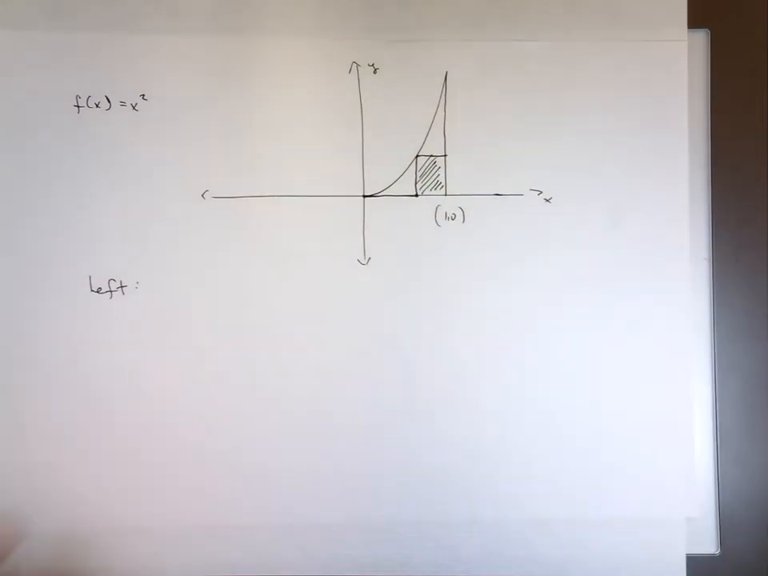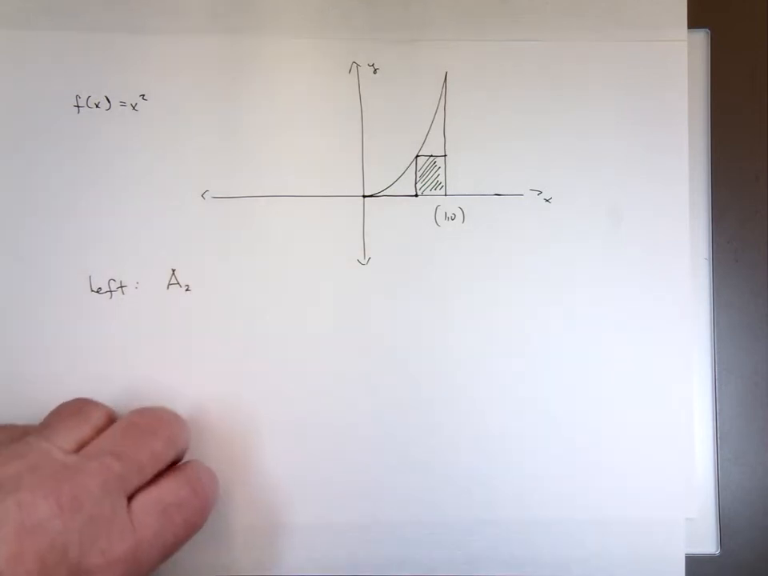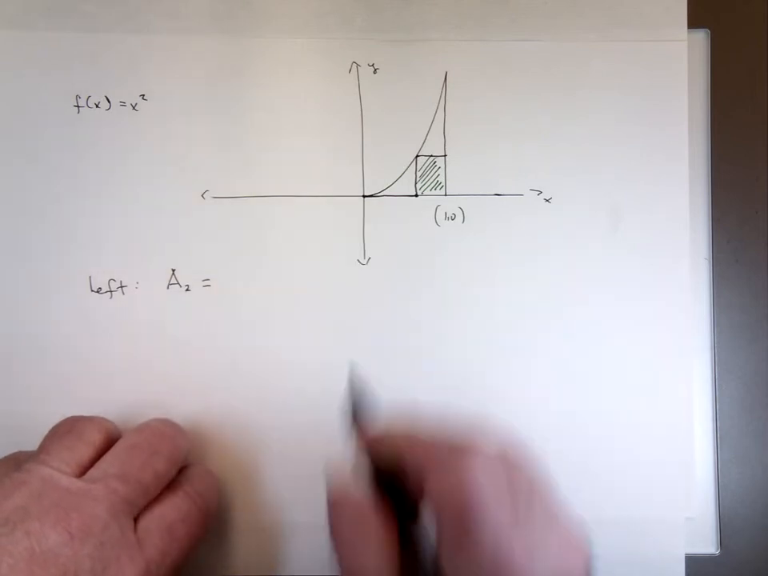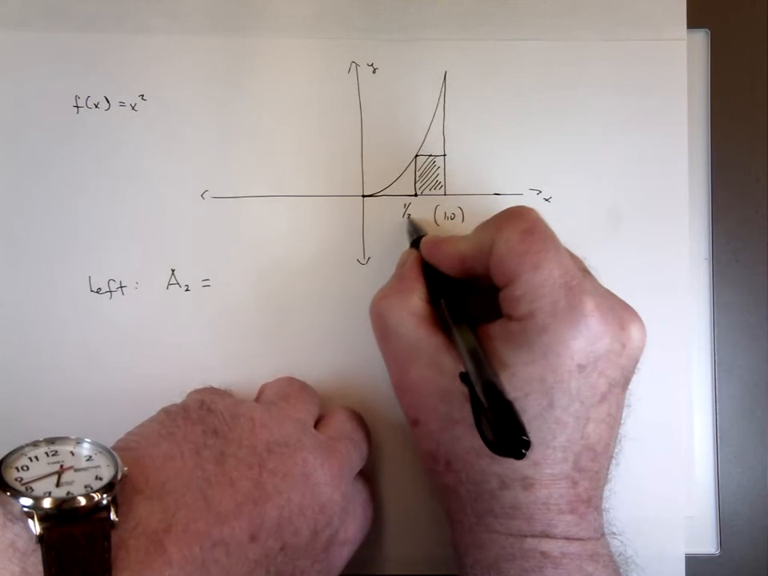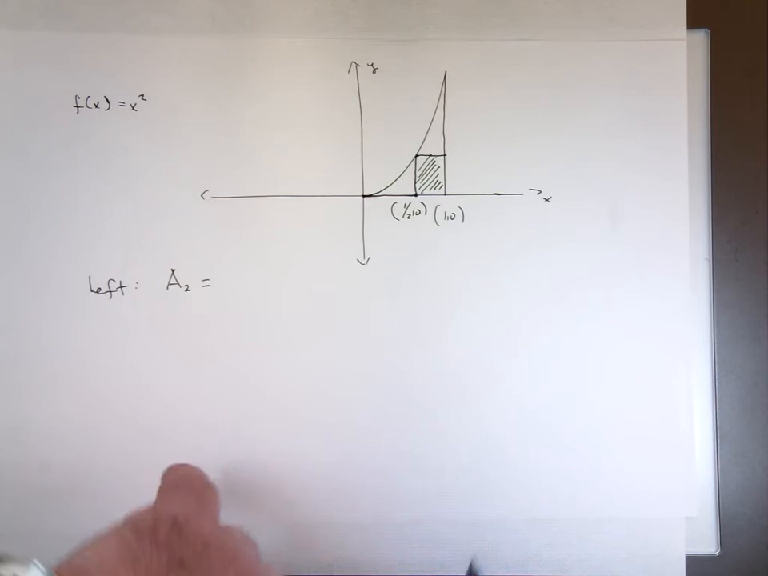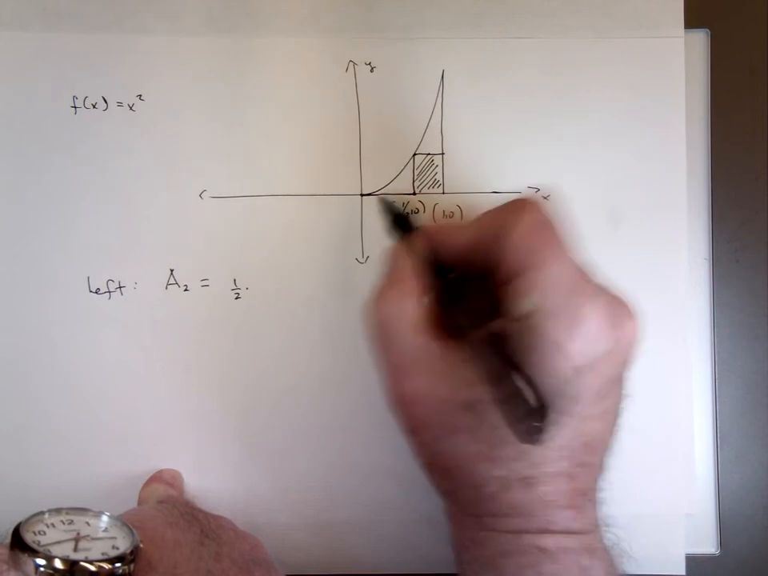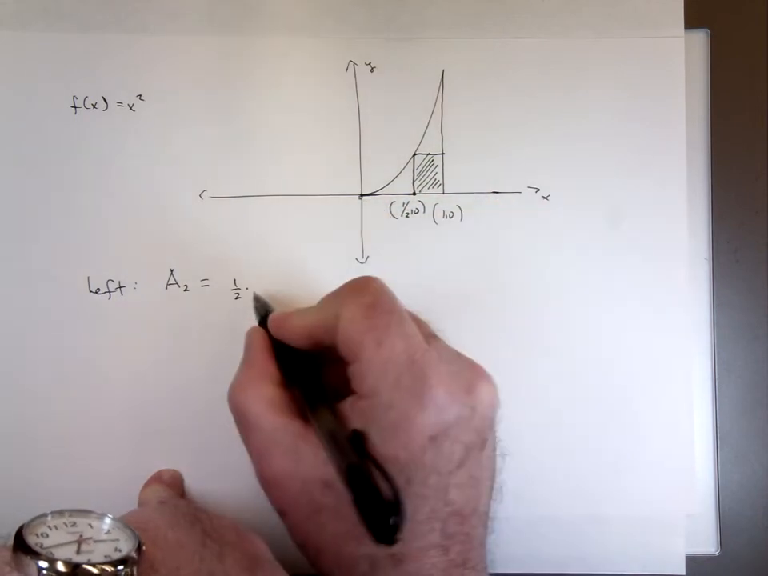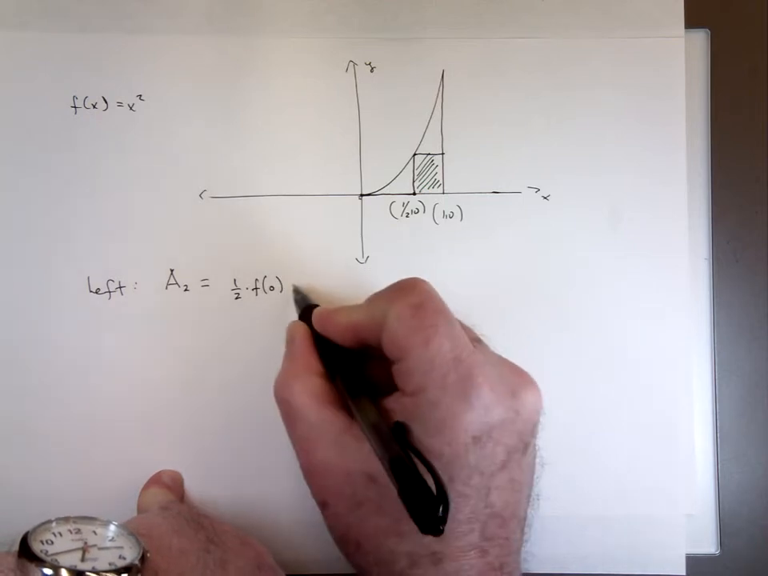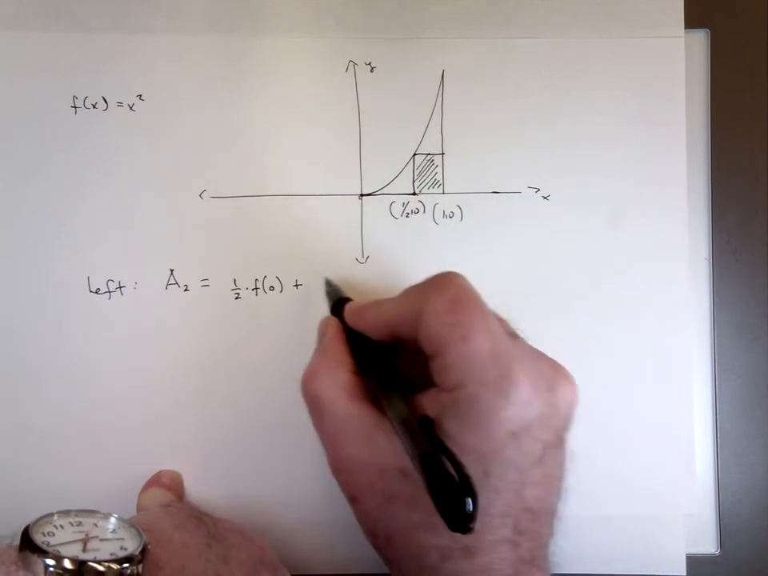The area of these 2 rectangles using left endpoints: the area of the first rectangle is length times width. The width is 1/2. The length we'll call the height here. The height of the first one, since we're using a left endpoint, is f of 0, which is 0. Plus, the second rectangle, the width is 1/2. Its height is f of 1/2.